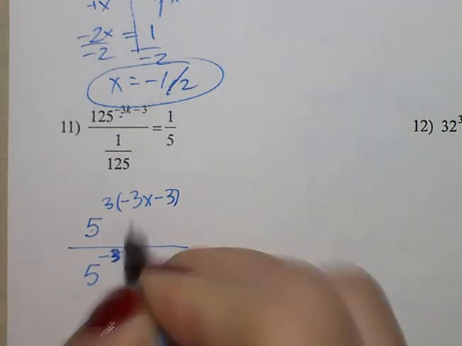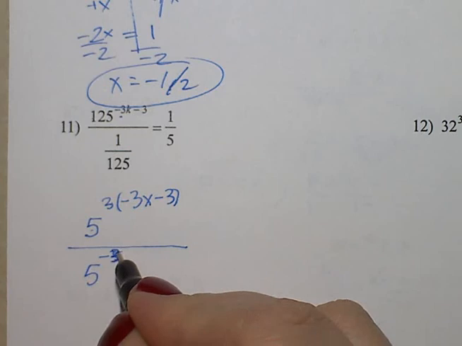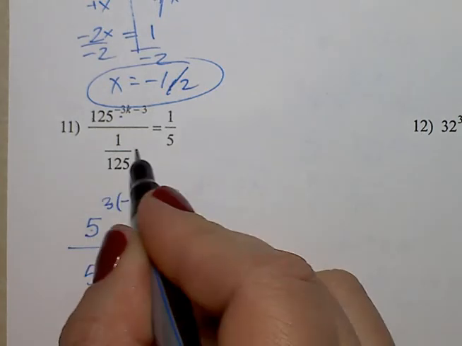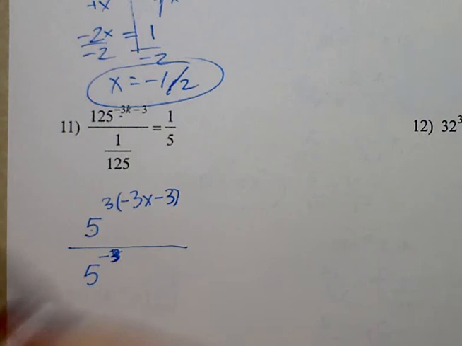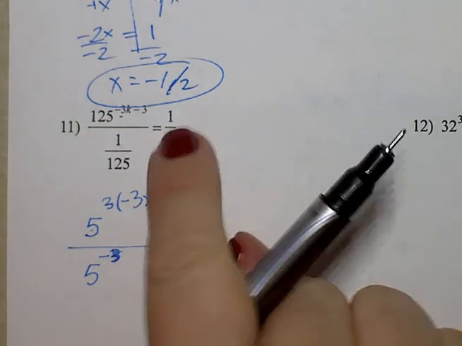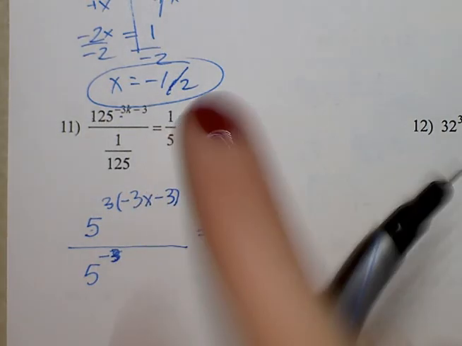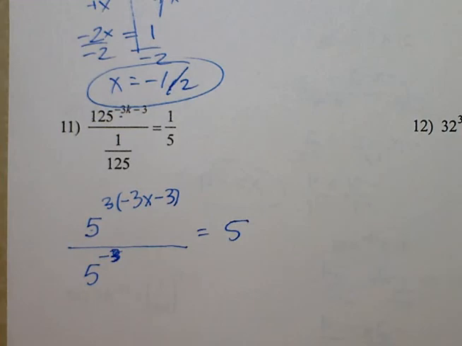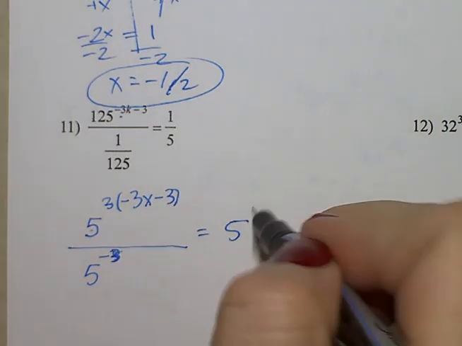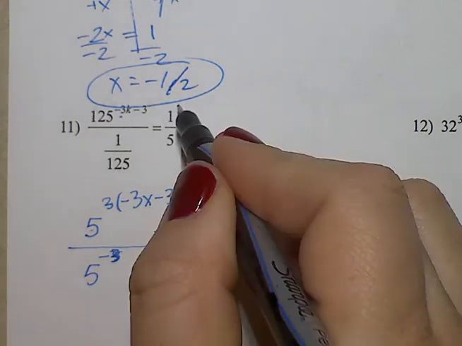So 5 to the 3rd is 125, and we want it to be the reciprocal, so we make it a negative exponent. So I'm good to go so far. Now I need to rewrite 1 over 5, again having a base of 5. Adriana R., what do you think the exponent's going to be to get 1 over 5?